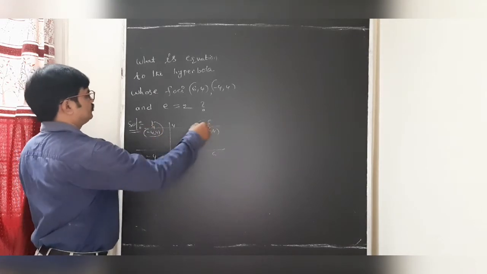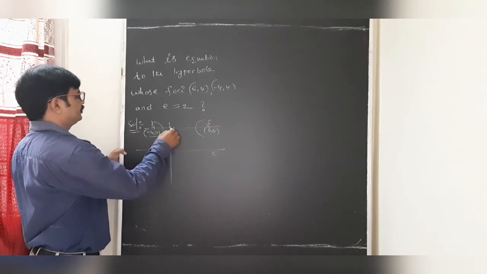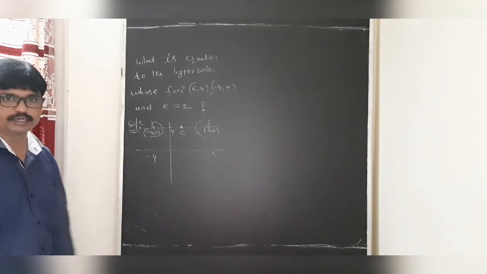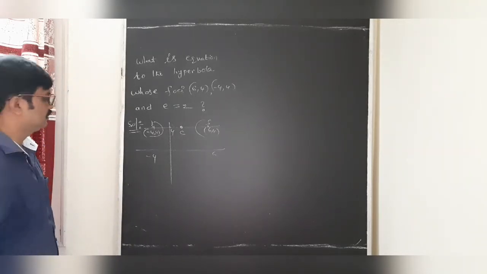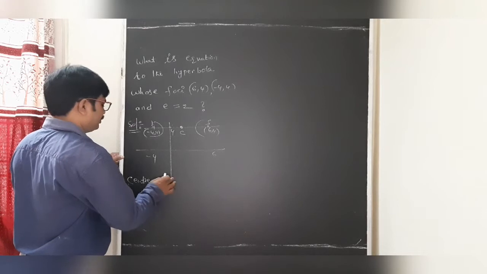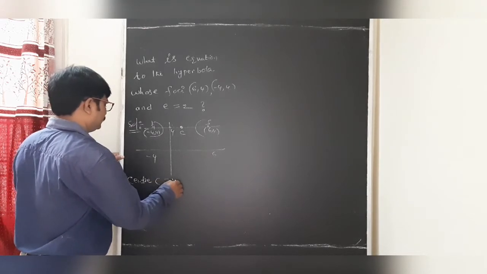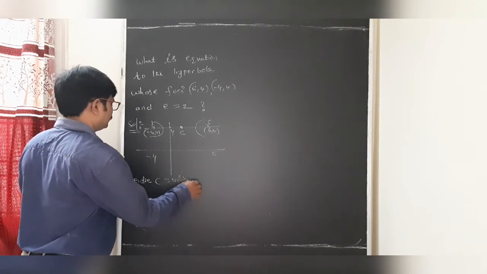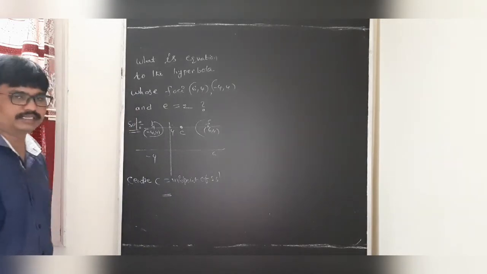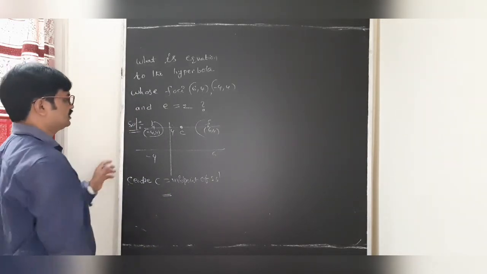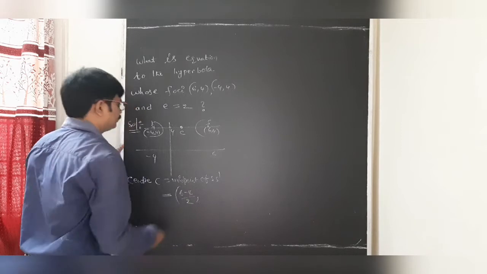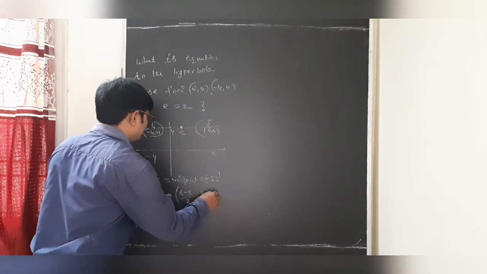This is S dash, and this will be S. Undoubtedly, students, what is the center? The center is the midpoint of SS dash. The center of the hyperbola we can write as C, equal to the midpoint of SS dash. How can you write the midpoint of SS dash? That is (6 minus 4) upon 2, (4 plus 4) upon 2.